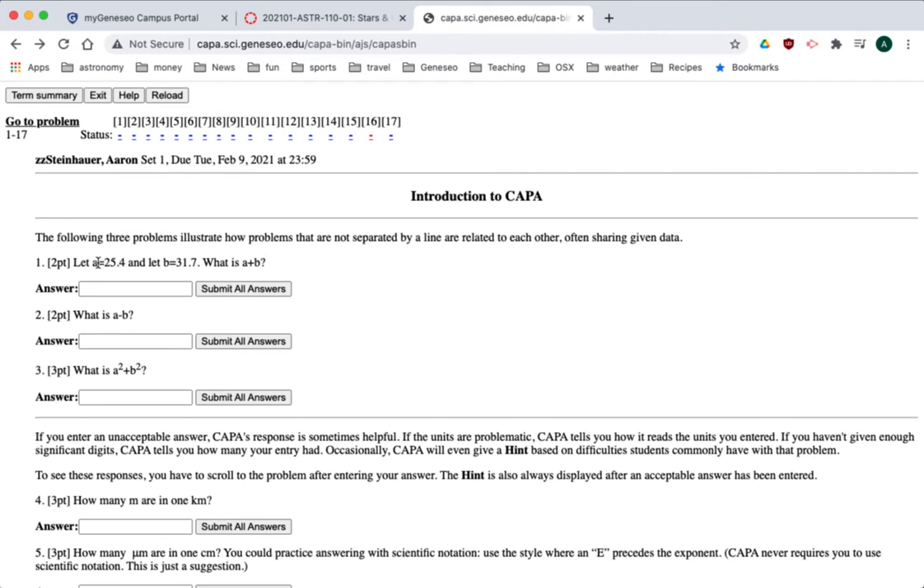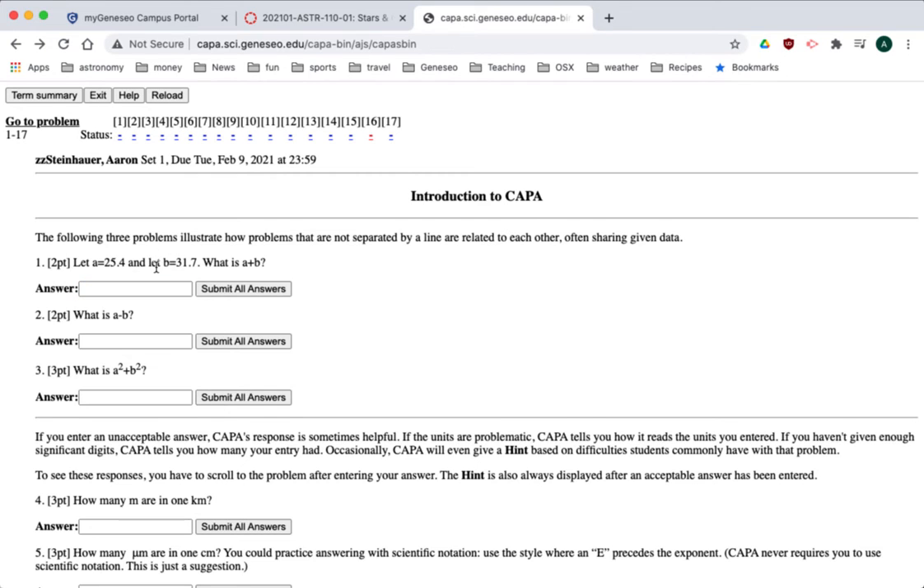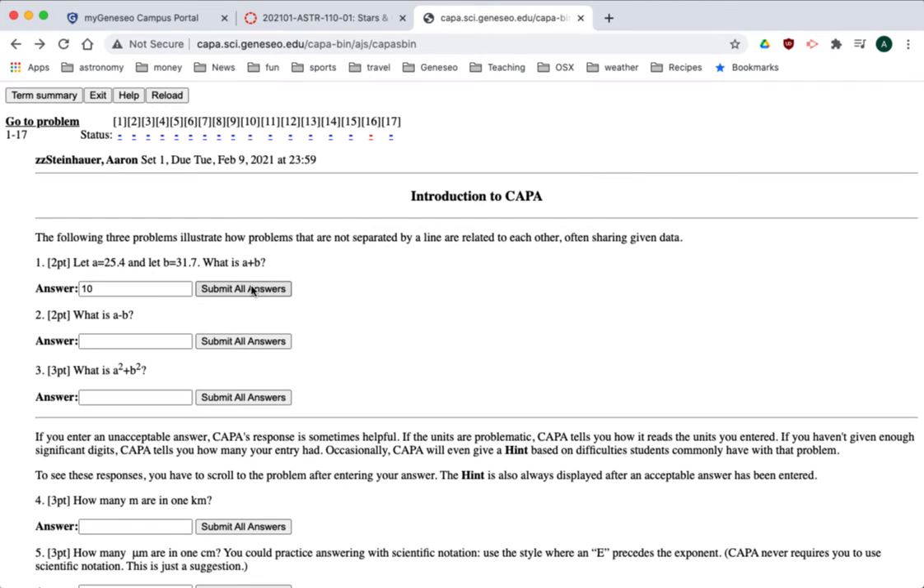So I've got 2 numbers, A and B. This is randomized so that everybody has a different value. Mine are 25.4 and 31.7. And it wants to know what the answer is. What is A plus B? You can see other things I've put in these boxes before. But let's put in a wrong answer and see what happens. Let's say I know that the answer is not 10. Let's just put in 10 and see what happens. I'm going to click Submit All Answers.